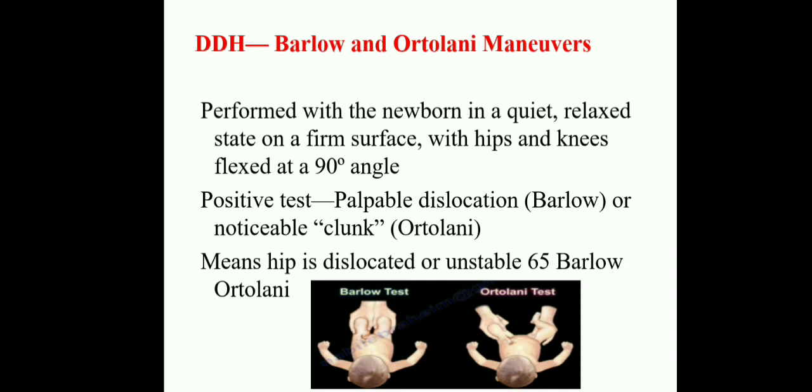Perform with the newborn in a quiet, relaxed state on a firm surface with the hips and knees flexed at a 90 degree angle. The positive test is palpable dislocation, that is called Barlow. Whenever there is some dislocation, Barlow, it is noticed when the child is in the supine position. Okay, both knees are held at a 90 degree angle. At that time they easily recognize the palpable dislocation of the hip joint.